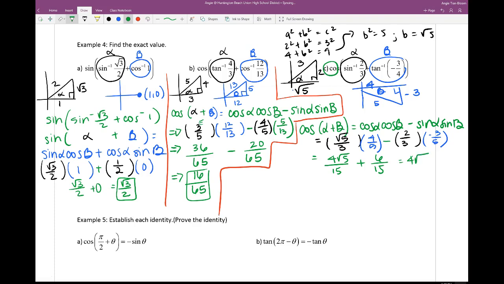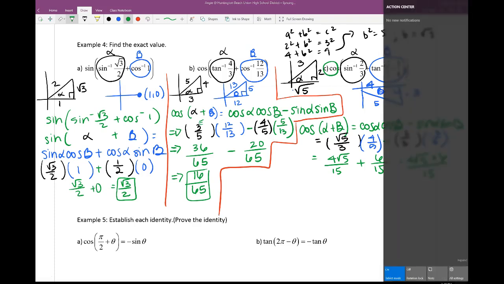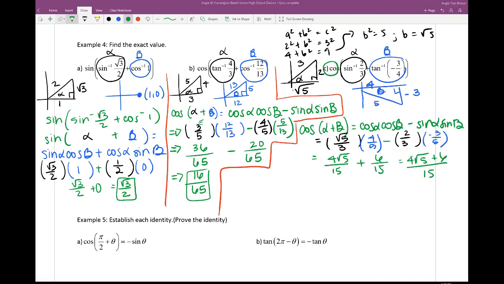Okay, here we go. So just 4 rad 5 + 6/15. Even if the top I can factor out the 2, it's not going to help me reduce, so I'm just going to box it up.